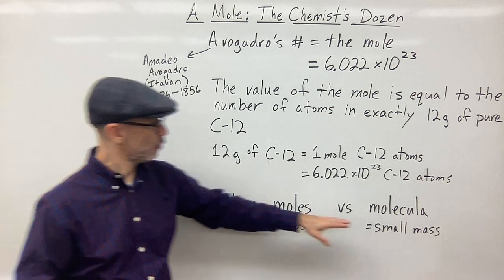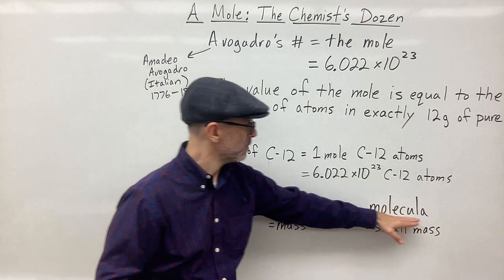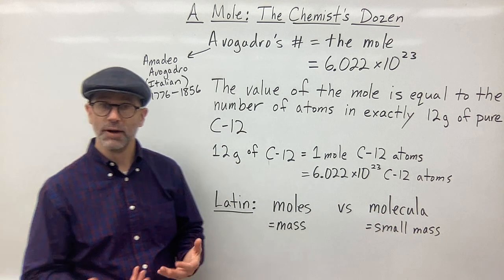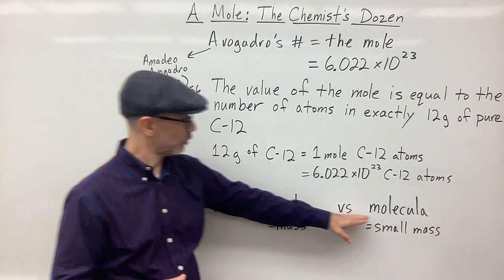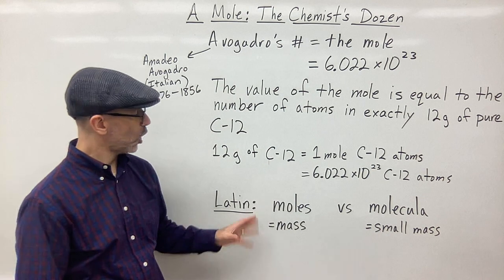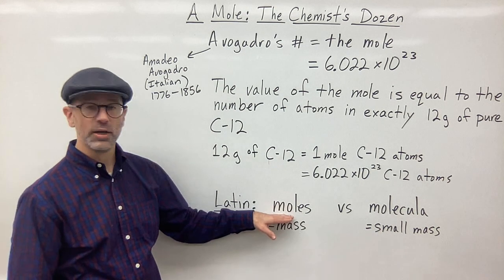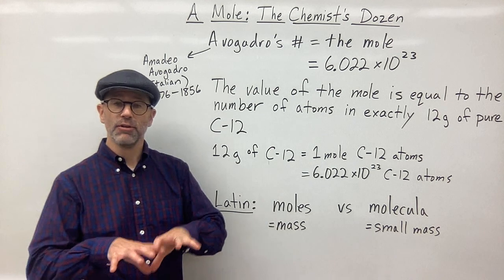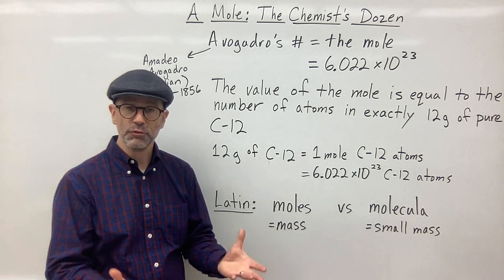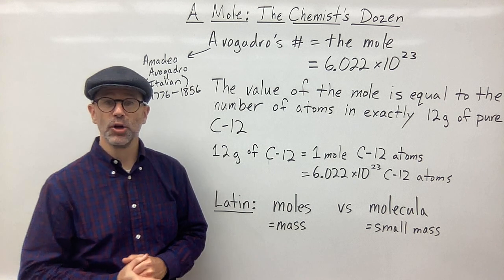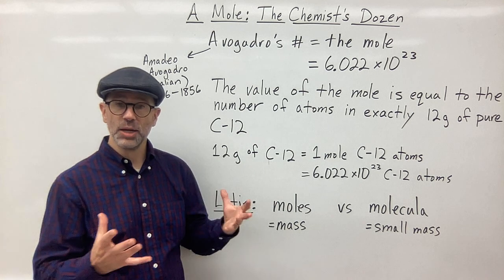Okay, and then of course you can see molecula here. That is where we get the word molecule, right? Molecule, molecula. So small mass, small particle. So that's where mole comes from. So the Latin word for mass, mass from a macroscopic point of view, which fits because we use moles to refer to large substances, right?